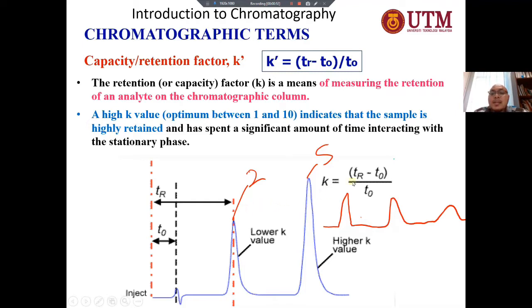But how do we make sure they are similar? To make sure they are very similar, we can calculate the retention factor. If the column is the same and the setup is the same, wherever the location of analysis, the capacity or retention factor should be the same.